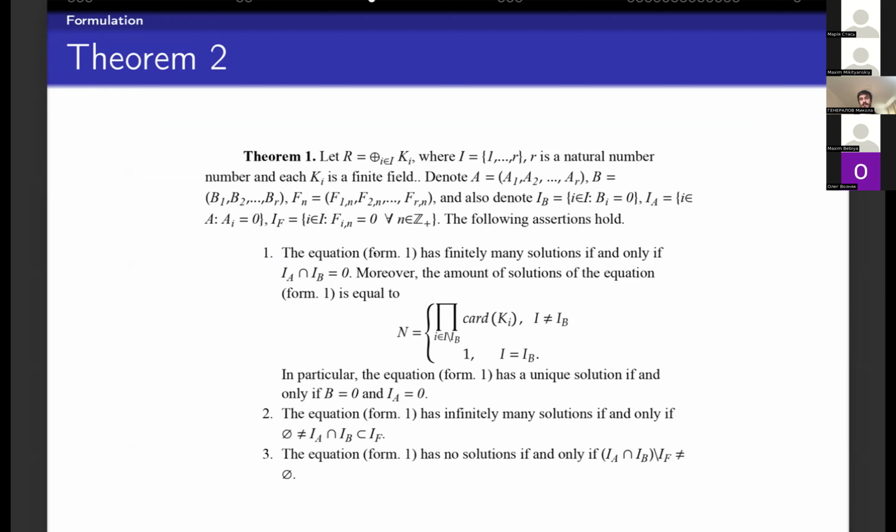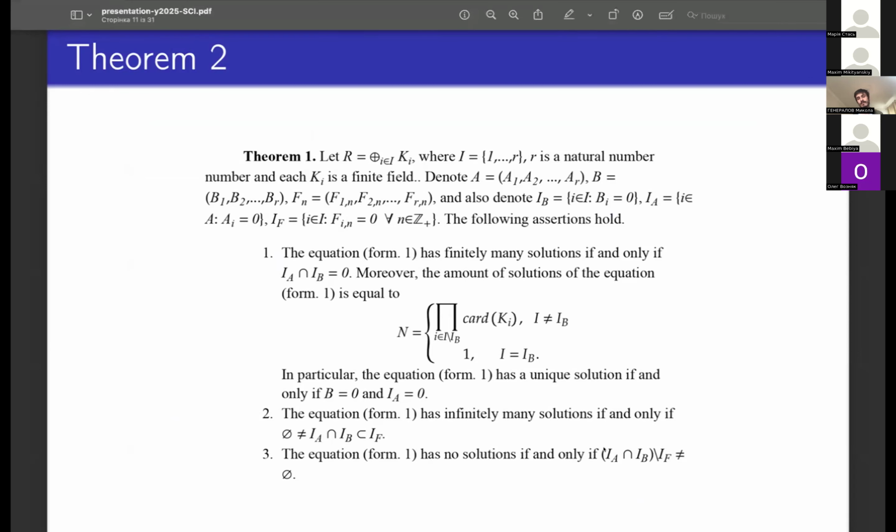Secondly, equation 1 has infinitely many solutions if and only if the intersection of IA and IB is non-empty but is a subset of I sub F. And otherwise, the equation has no solutions. Equation 1 has no solutions if and only if such an intersection minus IF is a non-empty set.